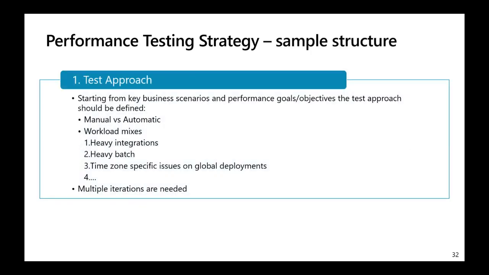On the next two slides, I want to show you a sample structure of a performance testing strategy. Again, as a sample, how it should look or what it should contain. Starting from the key business scenarios and performance goals, the test approach should be defined. It could be manual versus automatic testing, and the different workload mixes should also be described in detail.